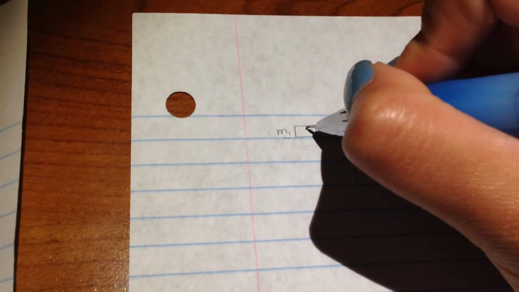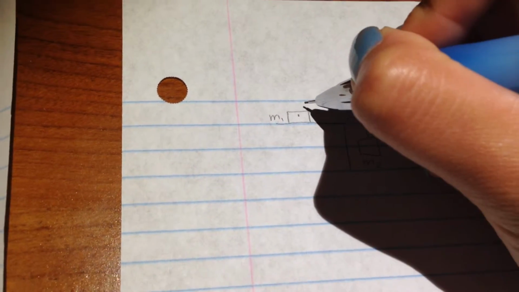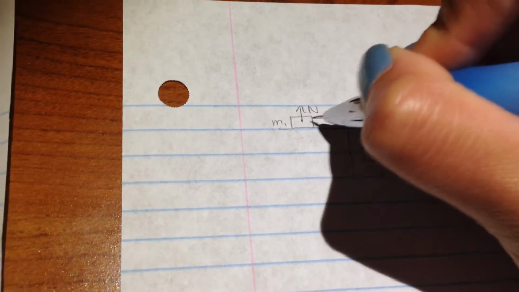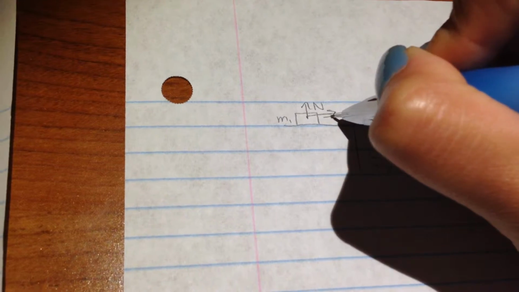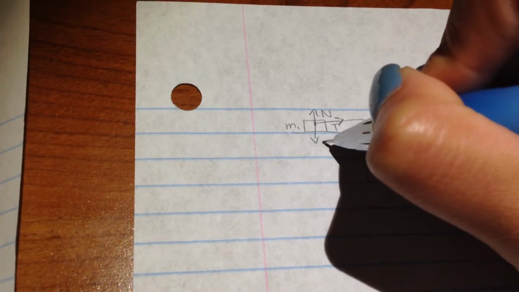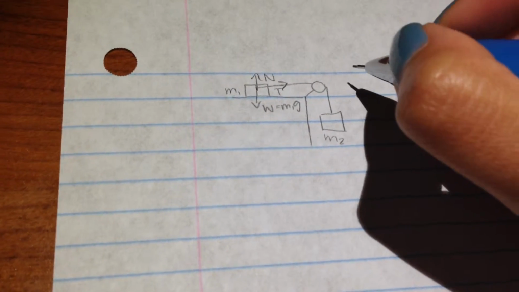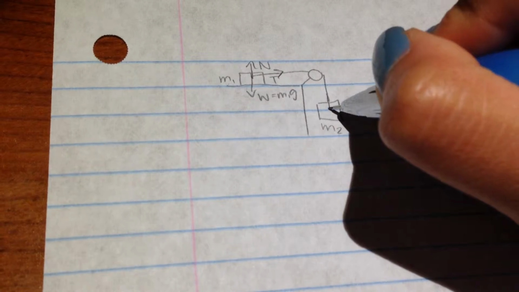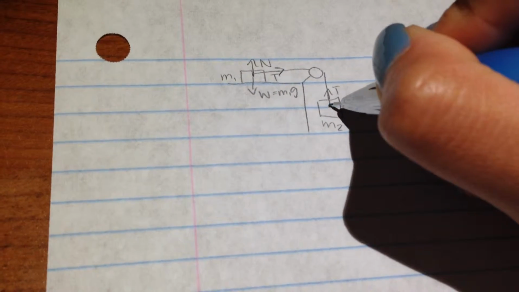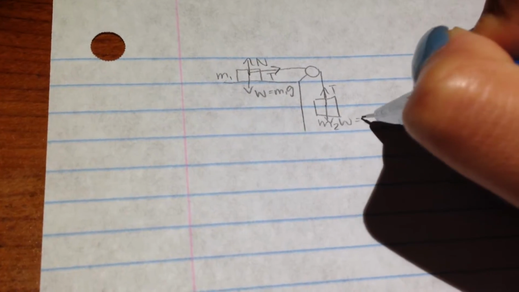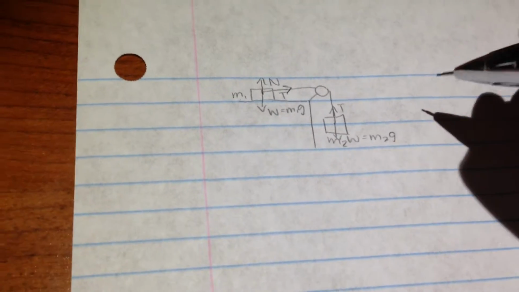So on M1, there would be a normal force going up, the tension from the cable, and the weight. And for M2, it would be the tension and the weight. And after that, you can label your X and Y's.